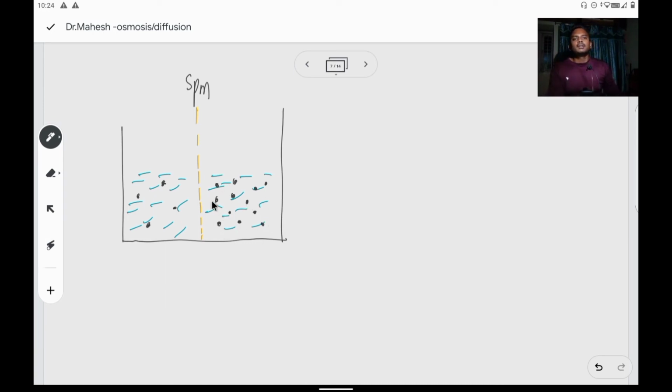See now, as you can see, there are only 4 solute particles here. There are more solute particles here. What is a high concentrated solution? The more solute particles there are, it's called a high concentrated solution in terms of solute. So this is a high concentrated solution. What is this? Low solute. That means it is low concentrated, or what I told, another word which is very convenient to understand osmosis, a diluted solution.